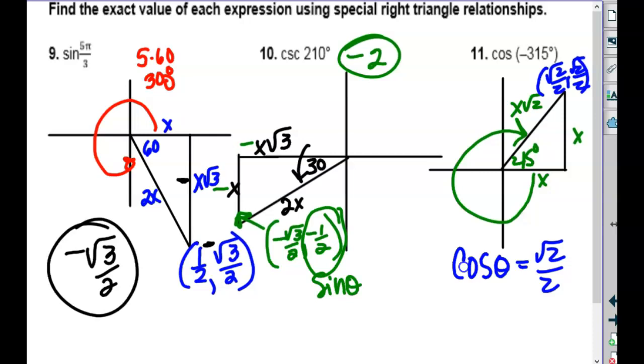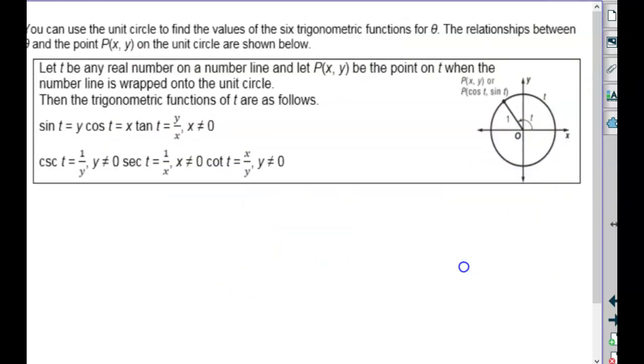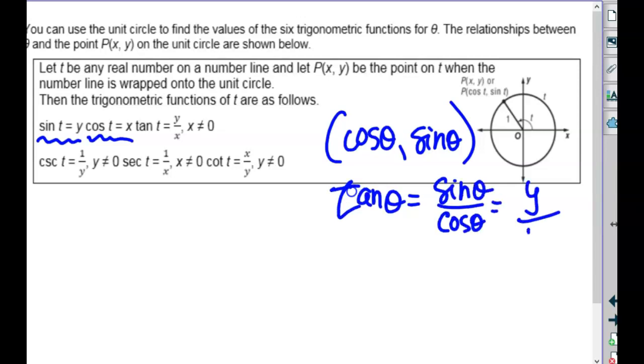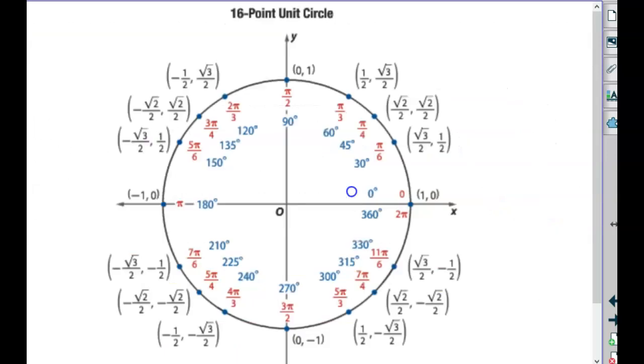All right, I'm not even going to bother to draw the triangles. We're just going to use the unit circle. Everybody ready? When you have made the unit circle with a radius of 1, now the sine is just the y value, the cosine is the x. So it's cosine, sine. And how do we get tangent? Tangent is sine over cosine, or y over x. Okay, don't get that wrong.